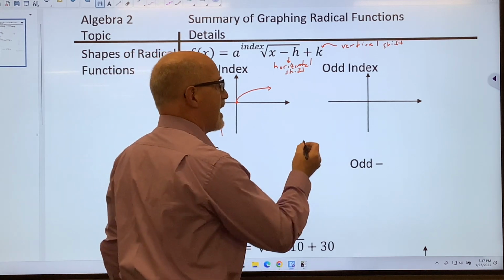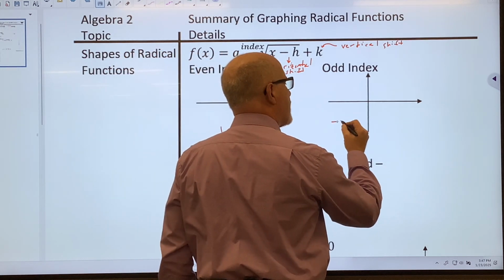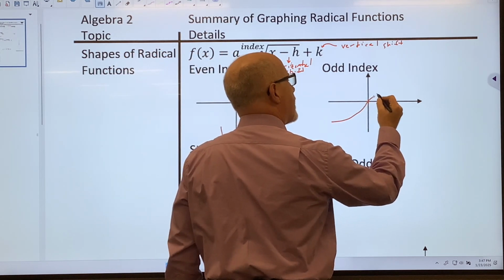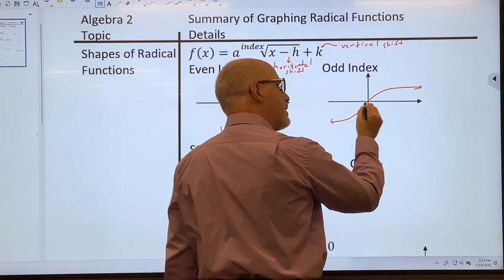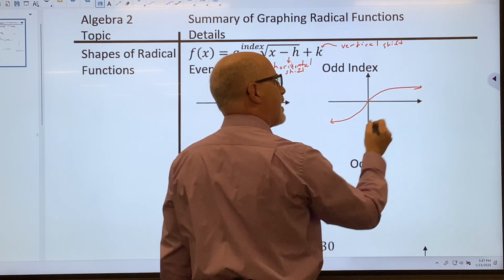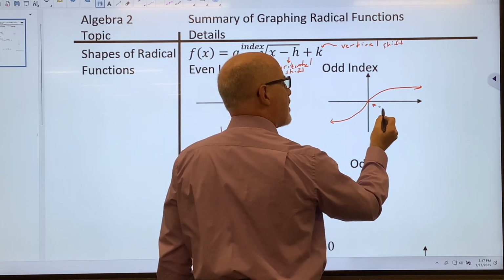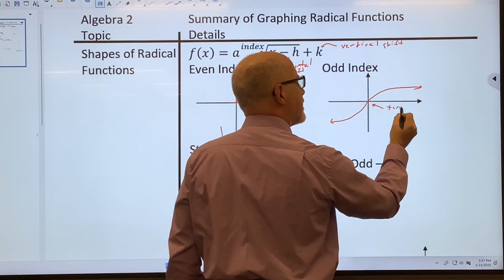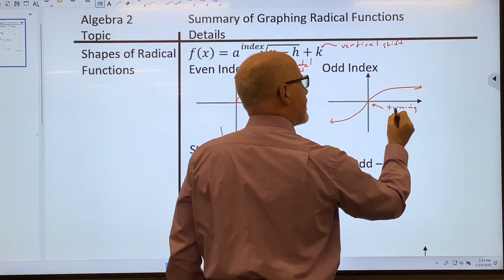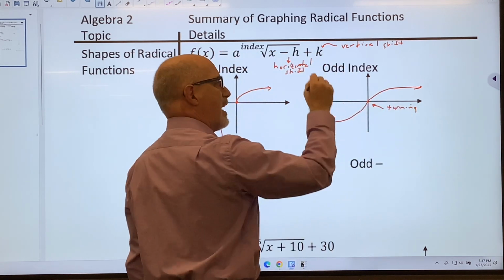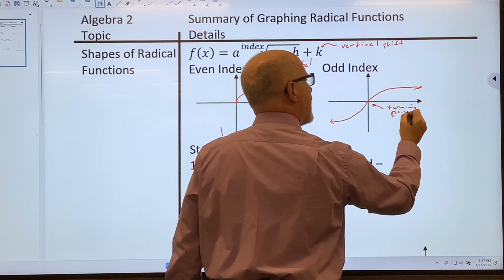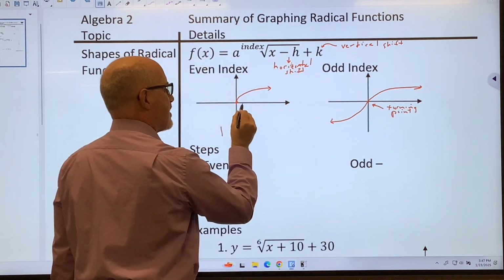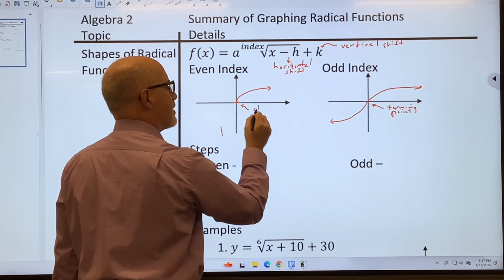Whereas the odd index, it has a turning point where you go from this increasing value and then it starts to slow down at that turning point. So we're going to call this the turning point. And that's affected by the h, k is where the turning point is. Okay, and then on the even index, this is the starting point.